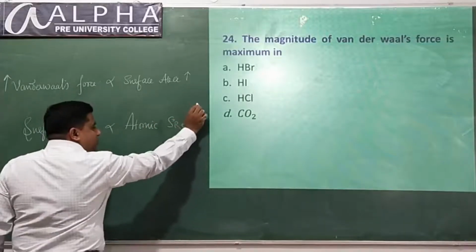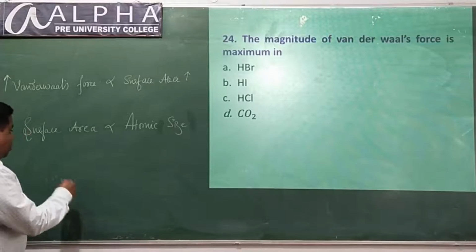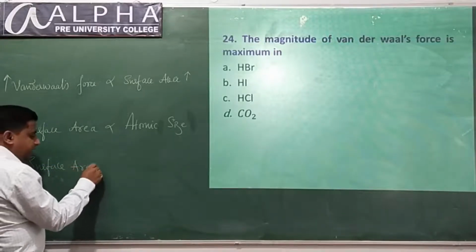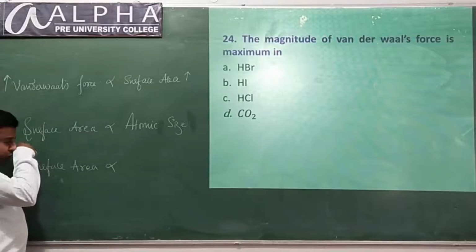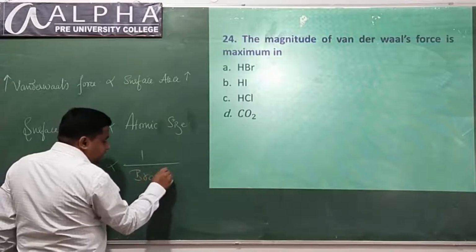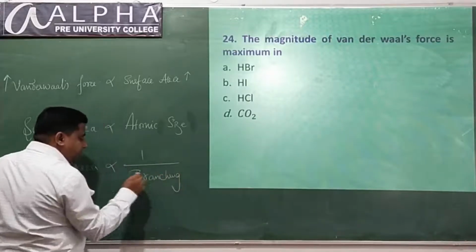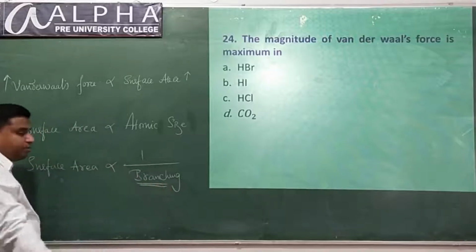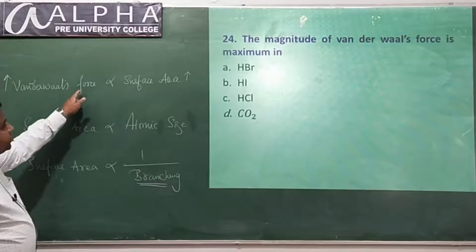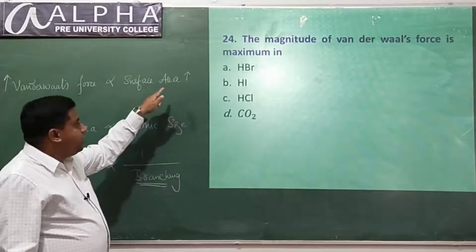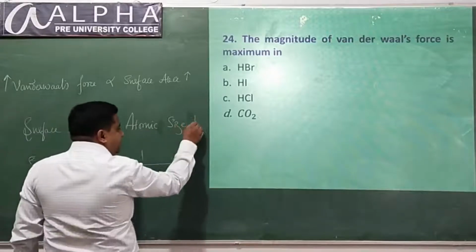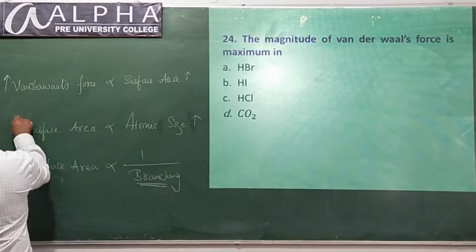Surface area is directly proportional to atomic size, and also surface area is inversely proportional to what? Branching. I'll teach you this when you take up organic chemistry. Okay, understand? So van der Waals force is directly proportional to surface area, but surface area is directly proportional to what? Atomic size. As the atomic size increases, surface area increases.